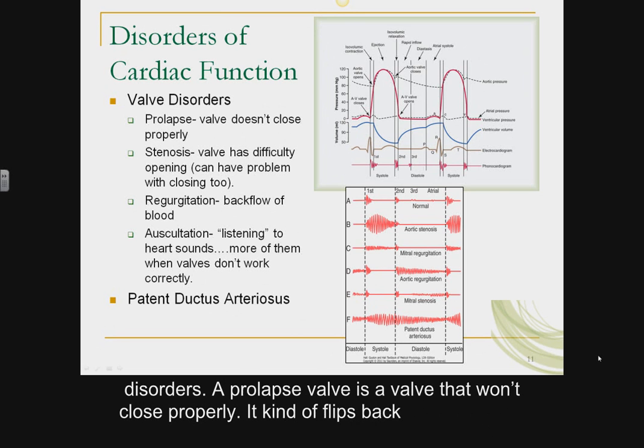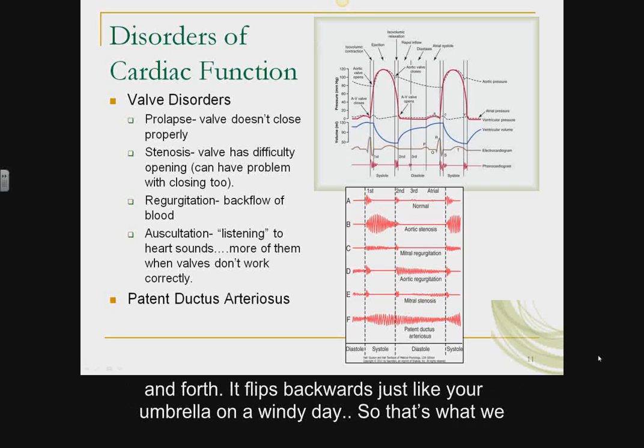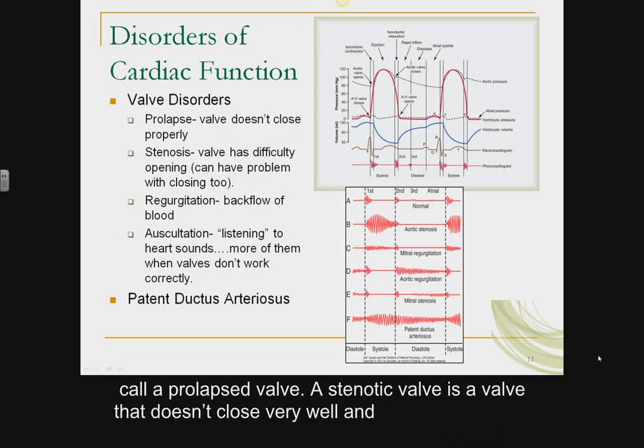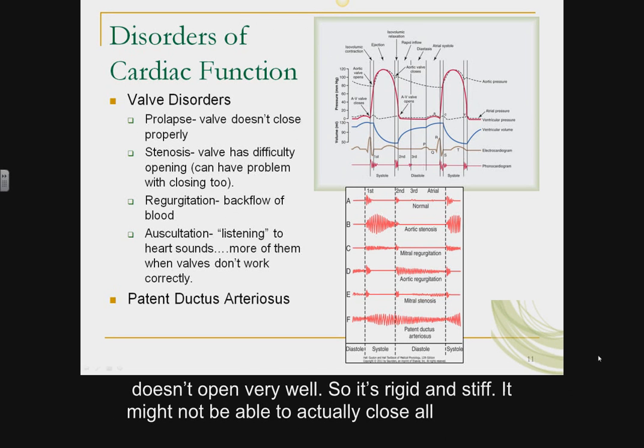A prolapse valve is a valve that won't close properly. It kind of flips back and forth. It flips backwards just like your umbrella on a windy day. That's what we call a prolapse valve. A stenotic valve is a valve that doesn't close very well and doesn't open very well. So it's rigid and stiff. It might not be able to actually close all the way.